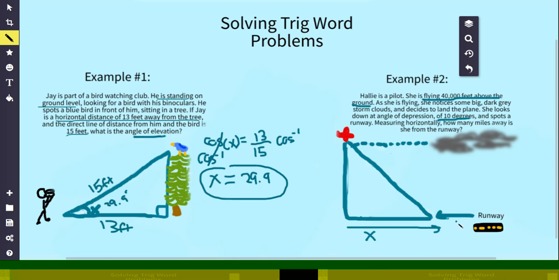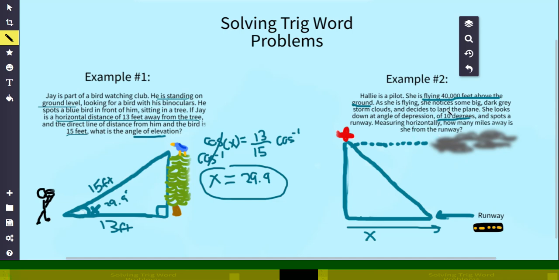Now, the second example here is a little different, but we're still going to apply the same things. It says Hallie is a pilot, and again we're going to pick out the important information. Hallie is a pilot. She is flying 40,000 feet above the ground. As she is flying, she notices some big dark gray storm clouds and decides to land the plane. She looks down at an angle of depression of 10 degrees and spots the runway. Measuring horizontally, how many miles away is she from the runway?